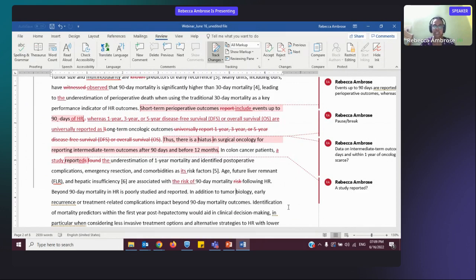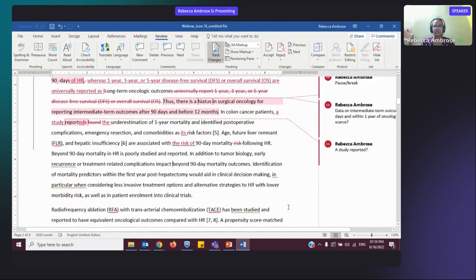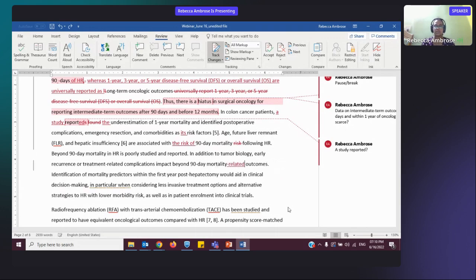This is fine. In addition to tumor biology, early recurrence or treatment related complications impact beyond 90-day mortality outcomes. I prefer saying mortality related outcomes over here. Identification of mortality predictors within the first year post hepatectomy. I prefer saying predictors of mortality within 1 year, because that's how they've been phrasing it all this time.